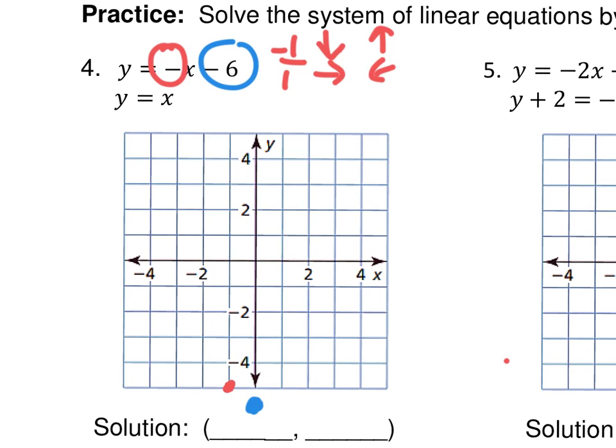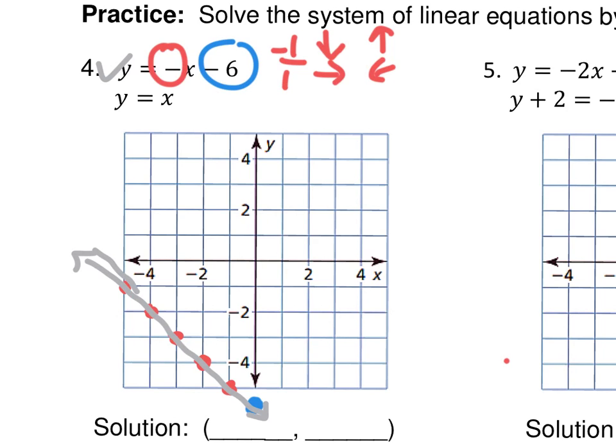So I'm going to go up 1 and left 1, and up 1 and left 1, and up 1 and left 1. And I'm going to get all of these points on this line here. So this is my first line: y equals -x minus 6.